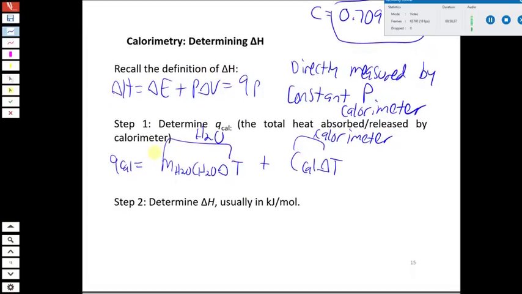And then what we do is we determine delta H. So once we have that, the heat for the reaction is just equal to the negative of the heat for the calorimeter. Okay? So if heat is released by the reaction, it's absorbed by the calorimeter, or vice versa. So again, the two are equal to each other but opposite in sign. Whatever heat is released from the reaction will be absorbed by the calorimeter. But the value that we measure depends on the scale of the reaction. Okay?